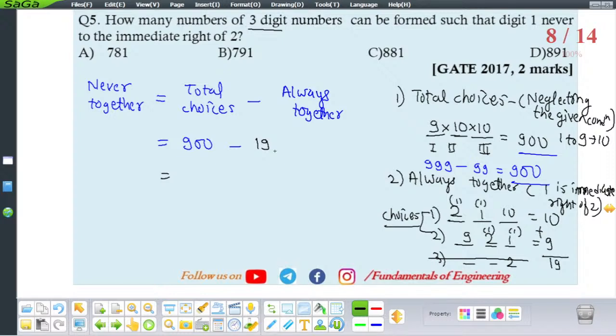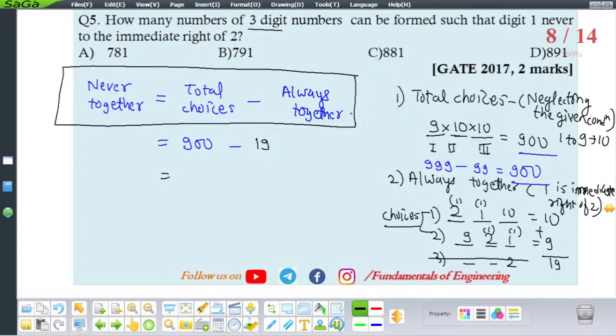We have solved this in the reverse way, in the word problem "never together". When the vowels are never together, consonants are never together, or other letters are never together, there we have seen this formula: whenever we get "never together", from the total choices we have to subtract the always together. So by using this formula we are getting the answer: total choices minus always together.